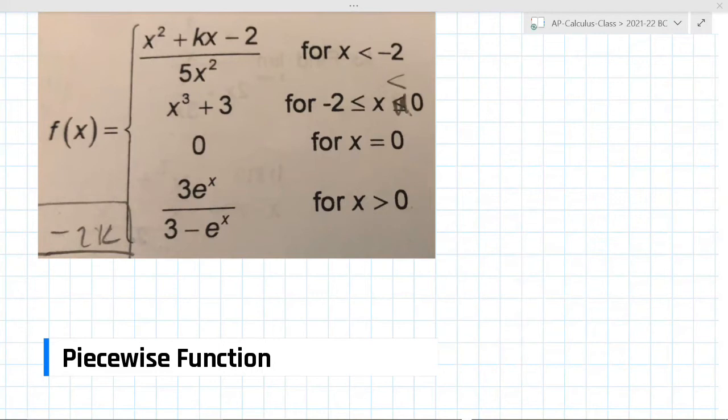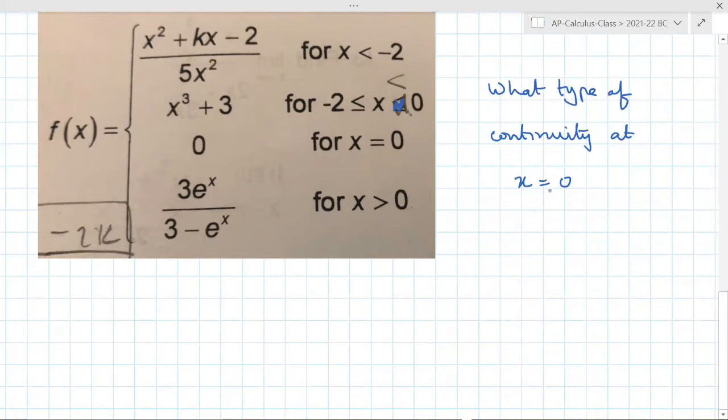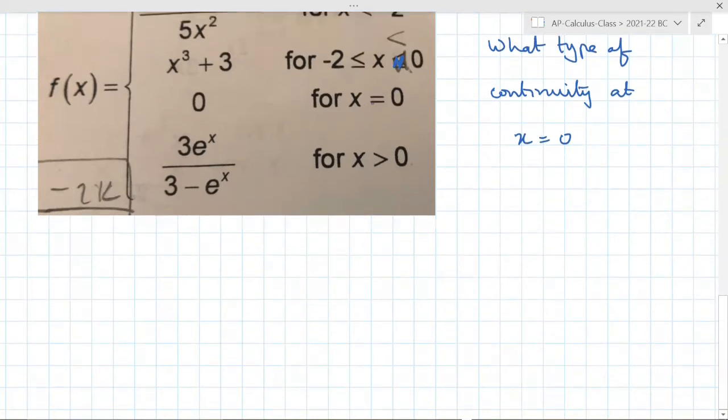What type of continuity does f have at x equals 0? Okay. So at 0, this is all that matters. If you look at this, at x equals 0, f of x is 0, right? That's the value. For x greater than 0, that's the function. To find its limit from the right, we know x is positive but getting close to 0.